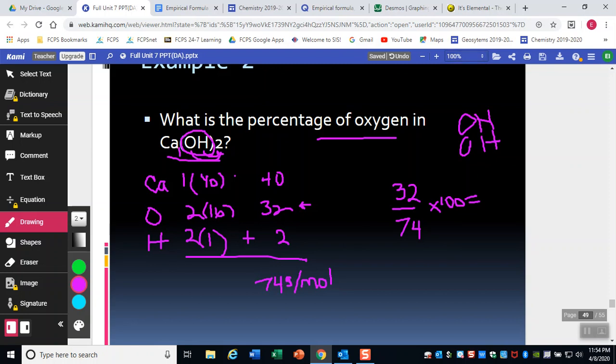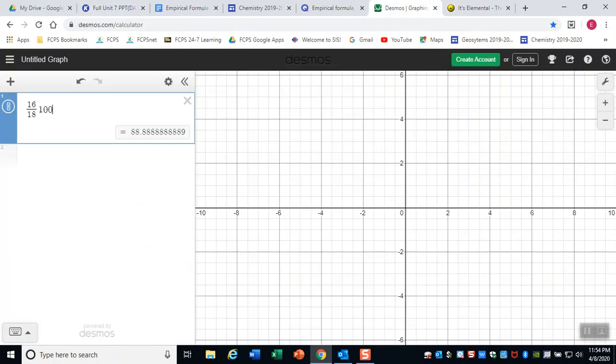All right, so 32 divided by 74 times 100. All right, so I get 43.2%.